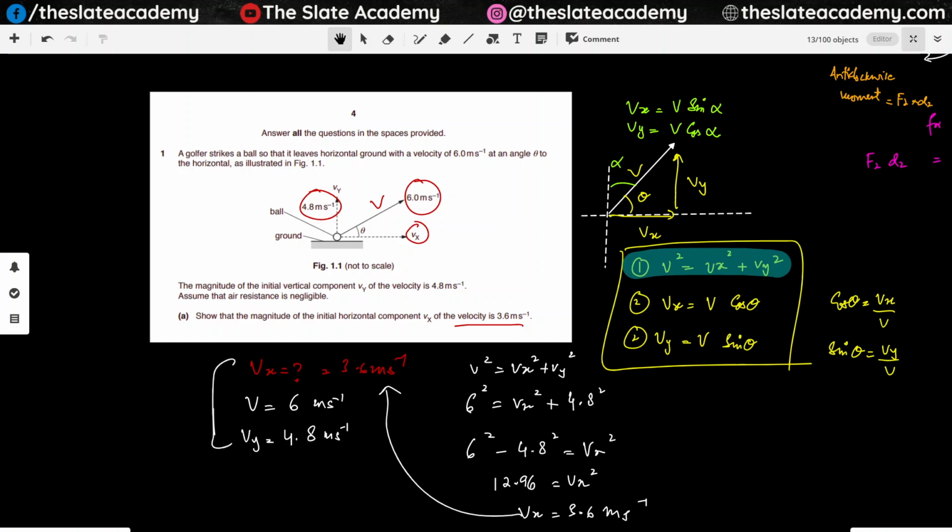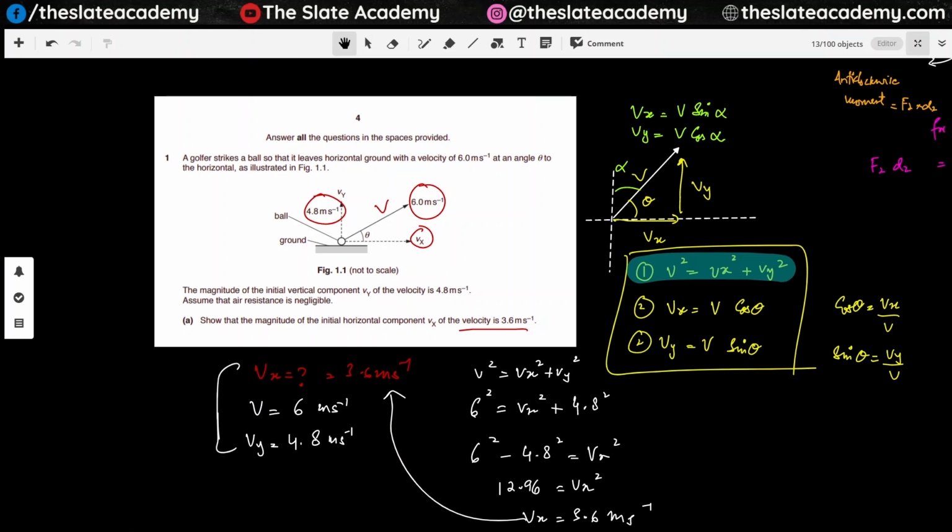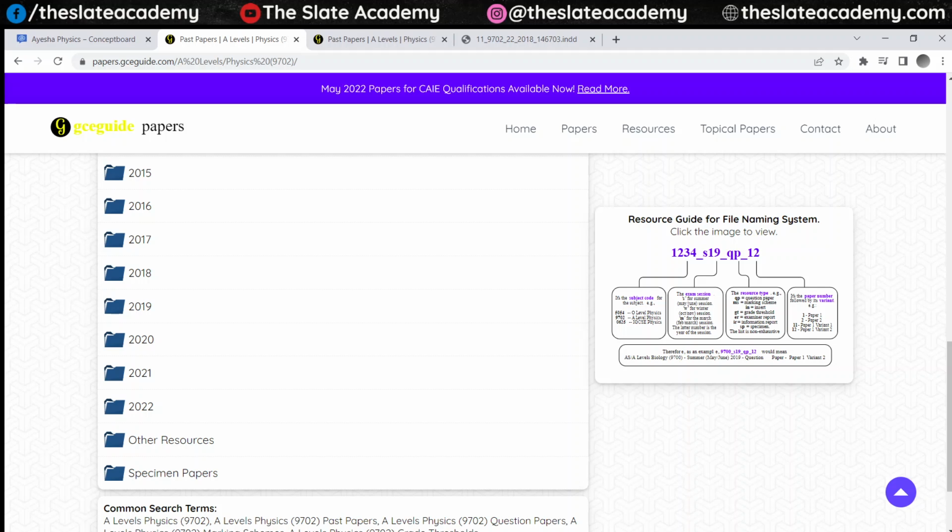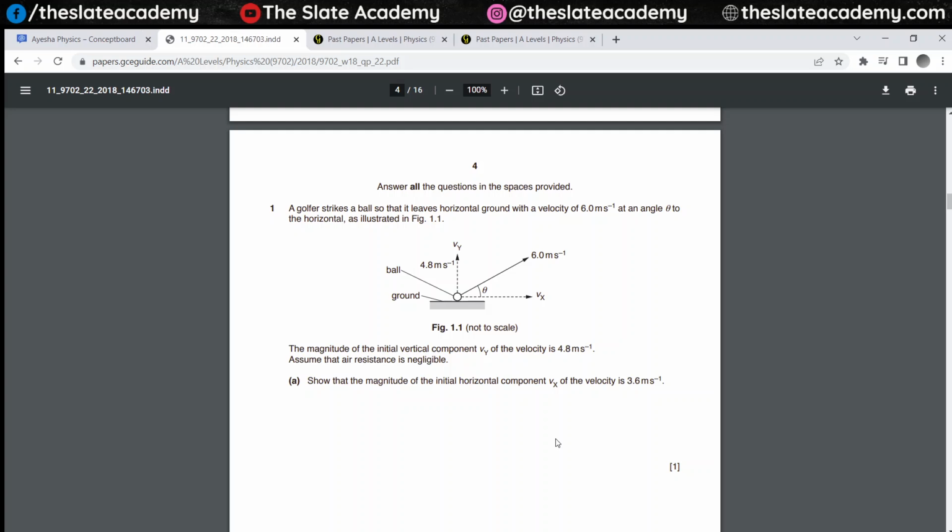As required or as asked to be proved. The question says that we have to show that Vx is 3.6 meters per second, right? And we just showed that it is 3.6 meters per second. This sort of thing gets asked, it's something very basic. It's just for 1 mark.